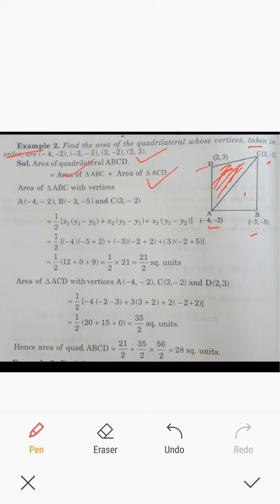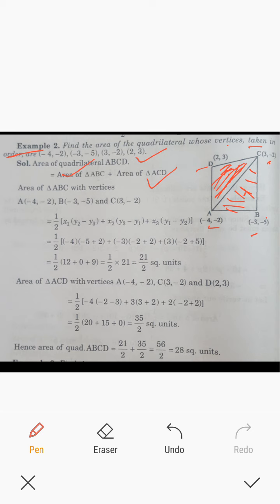Consider the three vertices of the triangle as x1, y1, x2, y2 and x3, y3. Next, when you find the area of the other triangle, consider the three vertices here as x1, y1, x2, y2 and x3, y3 and go on simplifying.